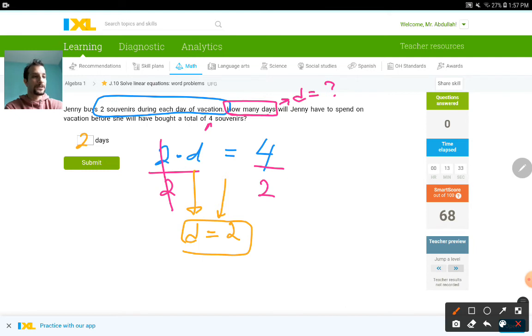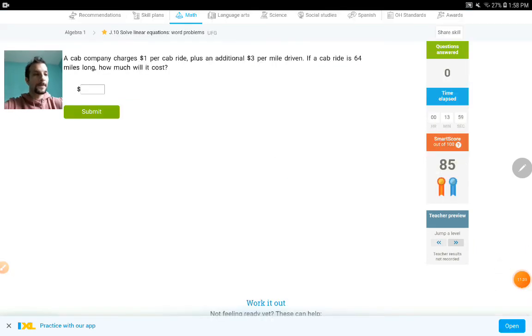Okay, let's have another example. Okay, here's the last question. It's a pretty good one. Let's check this out. A cab company charges $1 per cab ride. So for each ride, they charge $1, right?